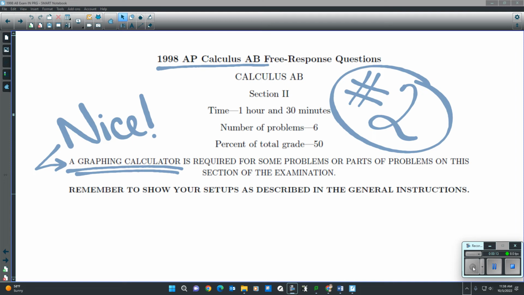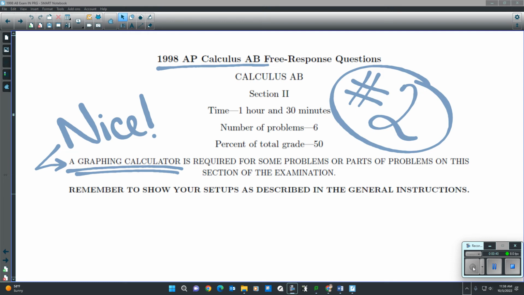For the 1998 exam, all 6 questions are in one part. It's section 2. There's not a part A and part B. And you get to use a graphing calculator for every single one of them. So our setup of each problem is critical because our calculations can be done using the graphing calculator.